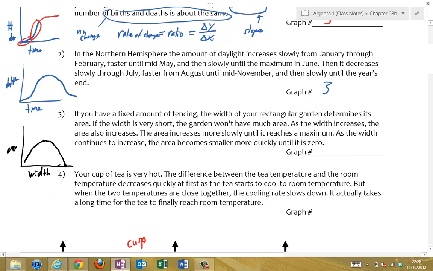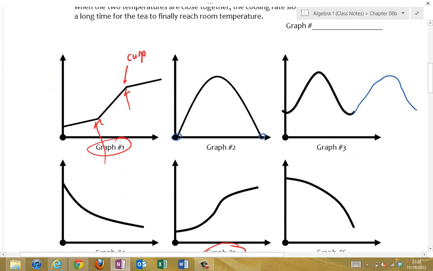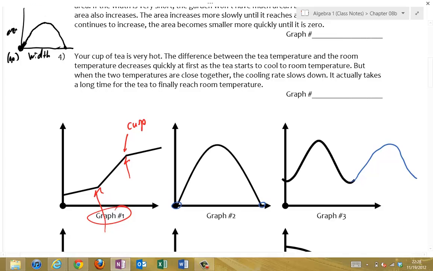Well, we should also know that the width is 0, the area is 0. So we should hit the axis here. If width is 0, area is 0. That means (0, 0) is an ordered pair. That means you have the origin as an ordered pair. So going back down here, the one that matches that is graph number 2 that we didn't pick last time.